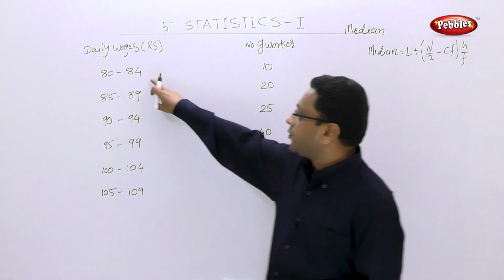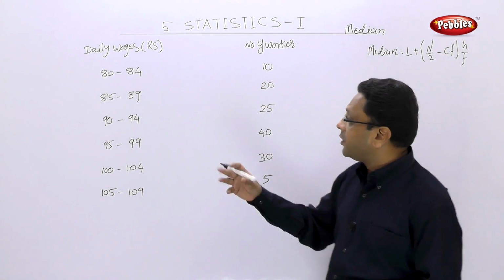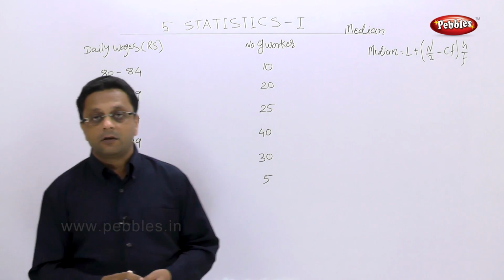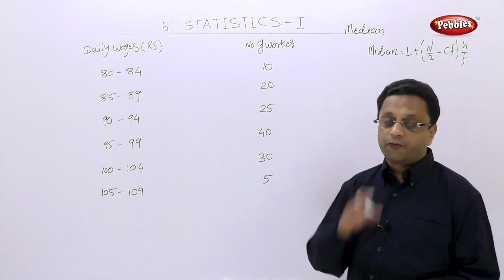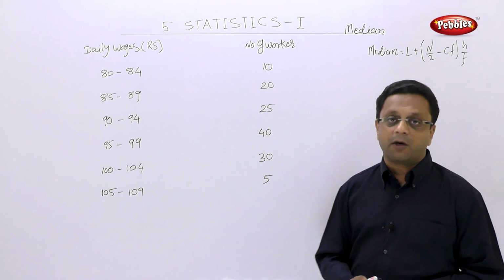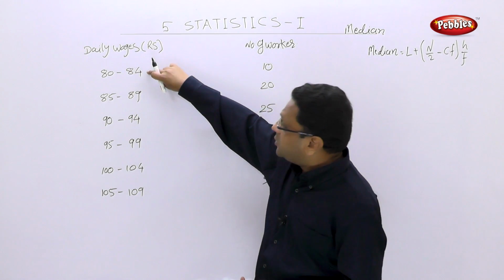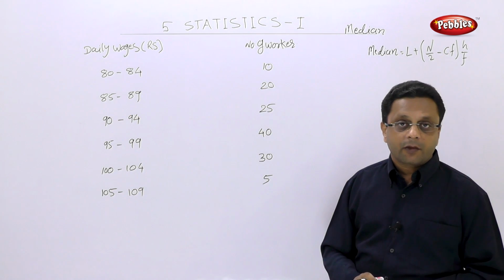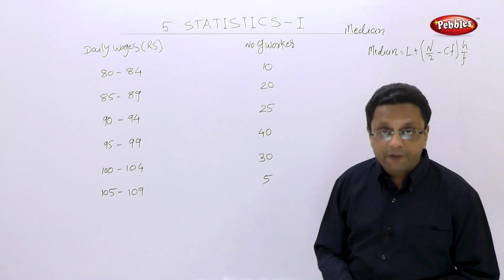Okay? This will not work. 84 to 85 will not work, because if the figure is 84.5, then there is no place to accommodate that figure. Okay? So first we have to modify the class boundaries. What is the difference between this upper boundary and this lower boundary? The difference is 1. So 1 by 2, 0.5. So we have to modify it by 0.5.